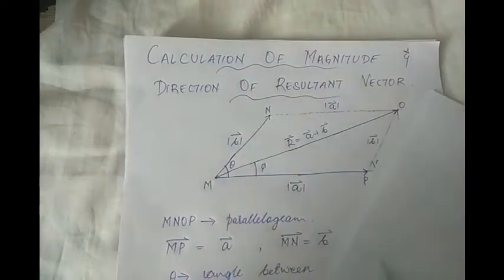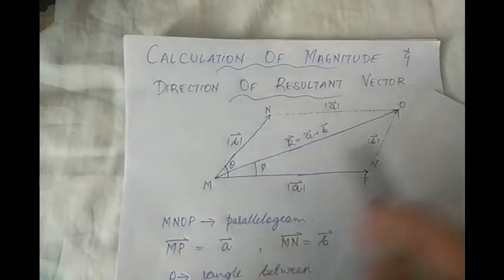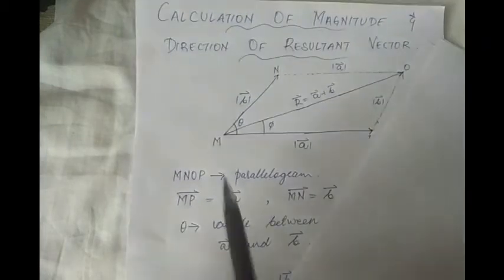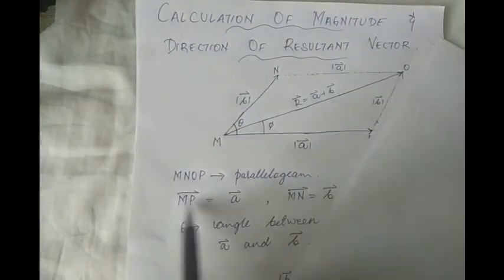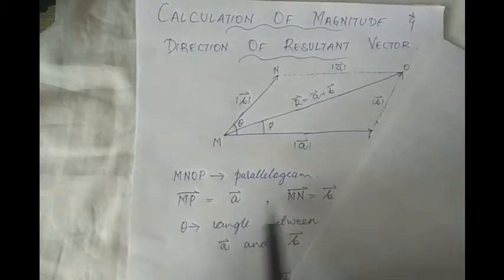So MNOP is our parallelogram, and MO is our resultant. That is exactly what I've written over here. MNOP is a parallelogram. MP, this is another notation for vectors, MP with an arrow sign. So vector MP is the same as vector A. Vector MN is the same as vector B.